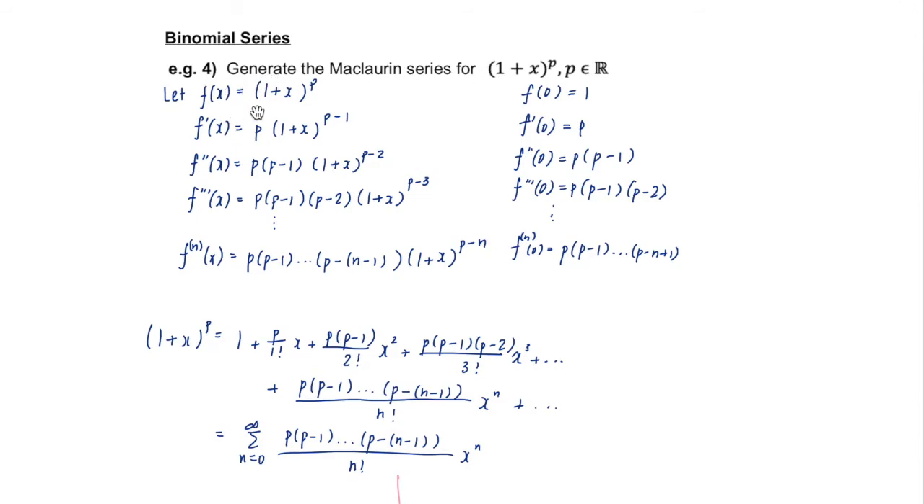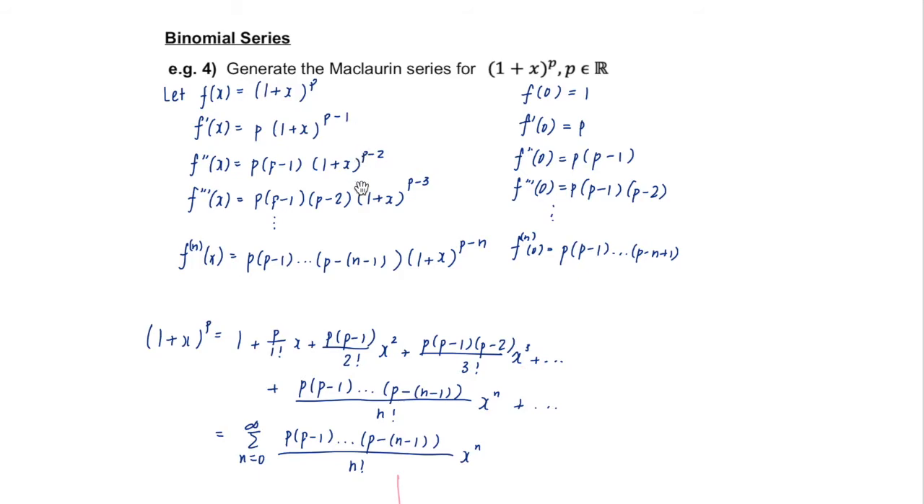I have f of x equals 1 plus x to the power of p. So first derivative, p times 1 plus x to the power of p minus 1. Second derivative, we have p minus 1 times 1 plus x to the power of p minus 1 minus 1, so p minus 2, multiplied by p. Third derivative, I can keep p times p minus 1 as so-called coefficients, and then differentiate 1 plus x to the power of p minus 2, so it becomes p minus 2 times 1 plus x to the power of p minus 2 minus 1, which is p minus 3, and so on.